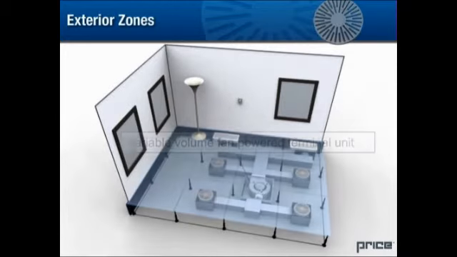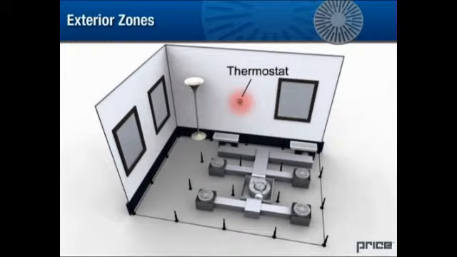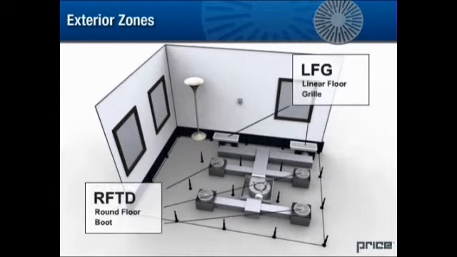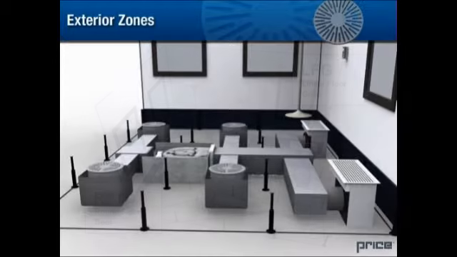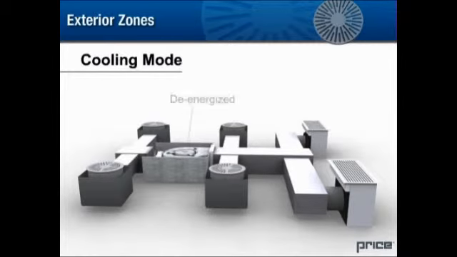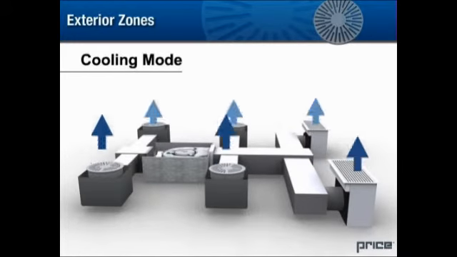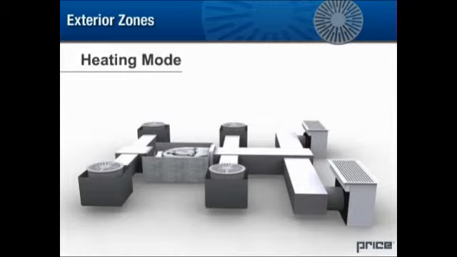4. A control zone is formed using a variable volume fan-powered terminal unit controlled by the room thermostat. The terminal unit is ducted to variable volume round floor boots and linear floor grills. The terminal units have ducted boots on both the inlet and discharge. In cooling mode, the terminal unit is de-energized, and all the boots are fed by the pressurized floor plenum supplying cool supply air into the control zone.